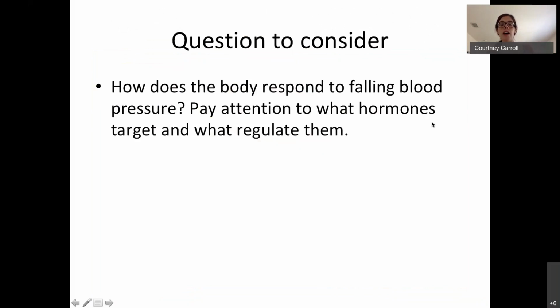So we talked about what happens when we have falling blood pressure, and how our body wants to increase that BP. I want you to pay attention to what the hormones target and what regulates them. We started talking today about the RAS system. After this class, I want you to work on drawing out those pieces. We're going to keep expanding on that on Friday, so we'll add more to your drawing, but I want you to take a minute and see if you can talk through what happens and where those specific hormones are working.